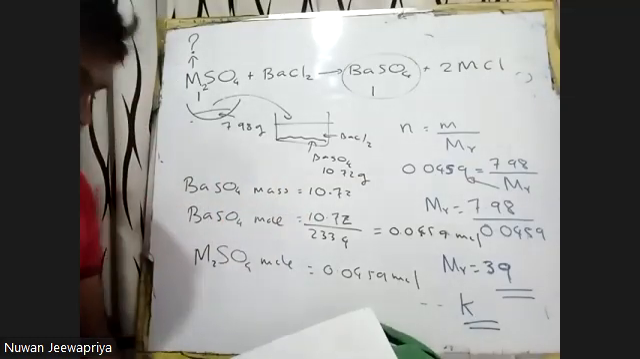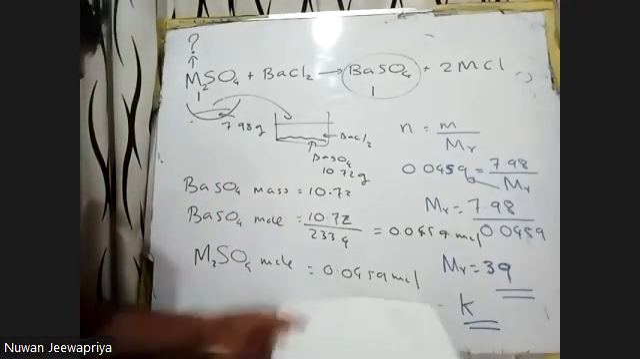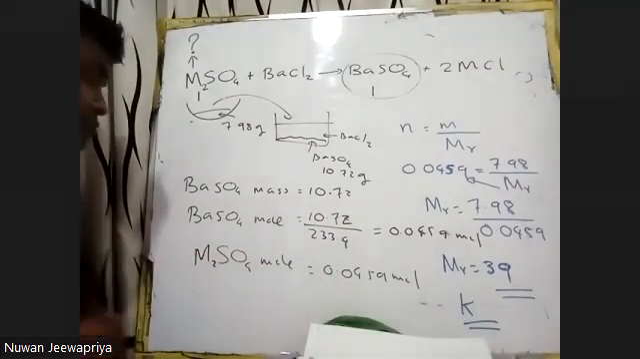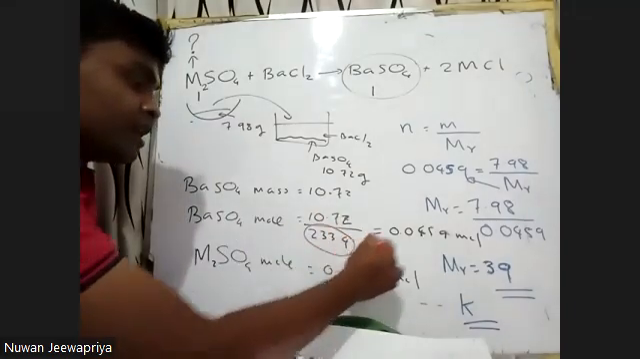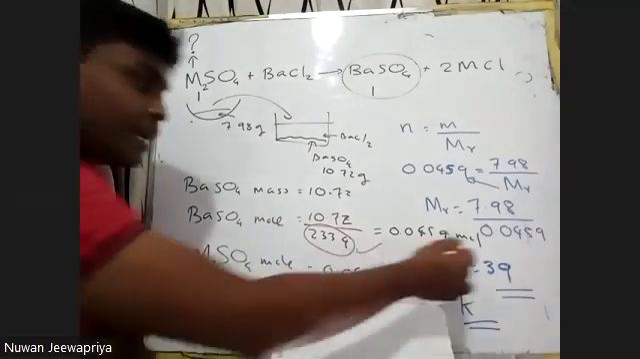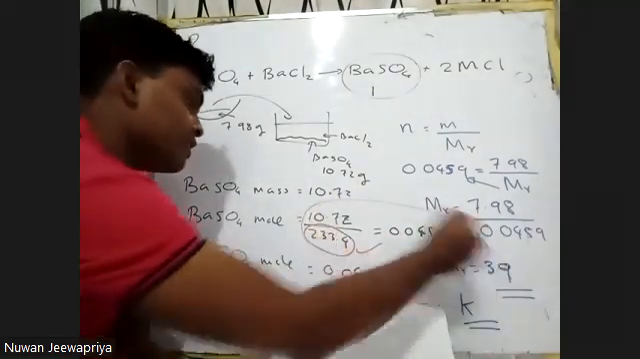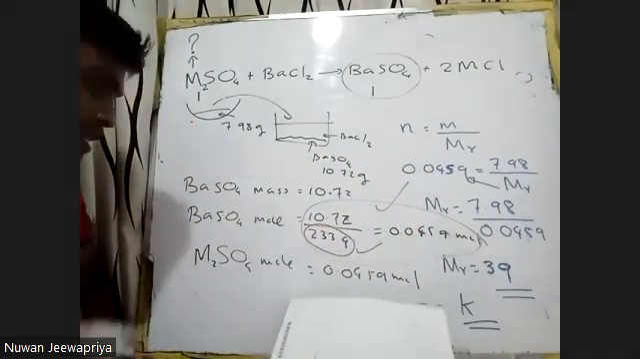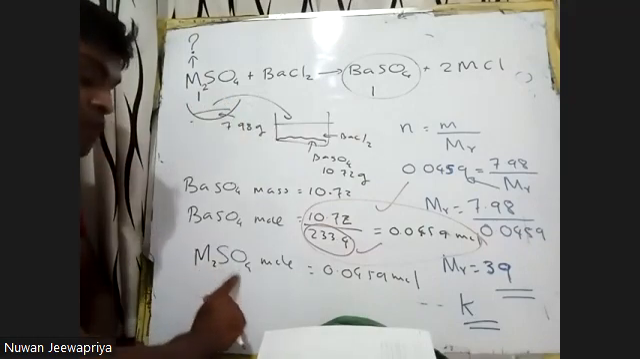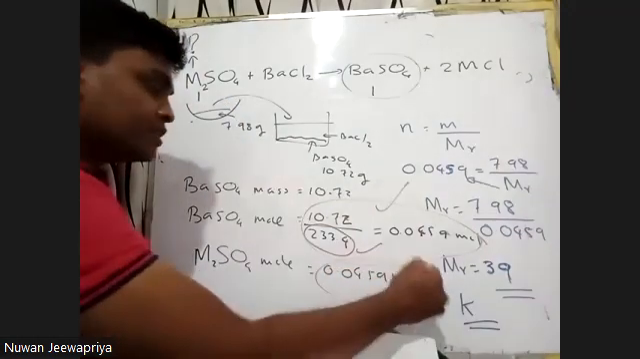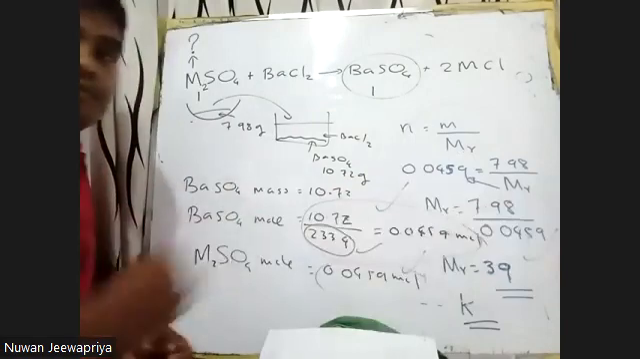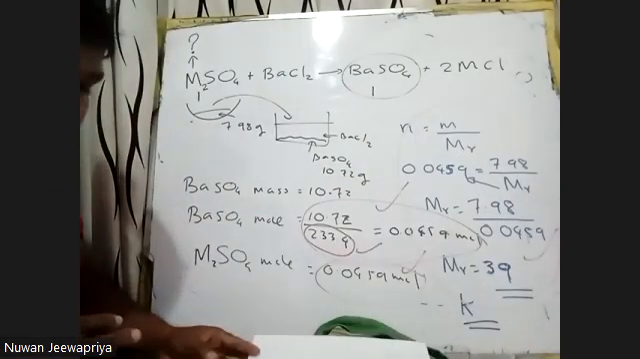This is a 4 marks question. The first mark is given. I will show you the places where the marks are allocated. Finding the molecular mass of barium sulfate individually earns 1 mark. The next one, calculating the moles of barium sulfate, 1 mark. Taking the ratio 1:1 and determining that M2 sulfate is also the same amount, the 3rd mark. And this whole calculation, the 4th mark.